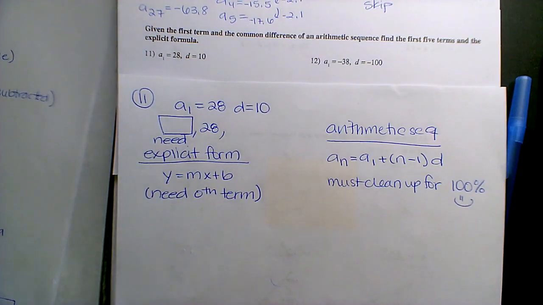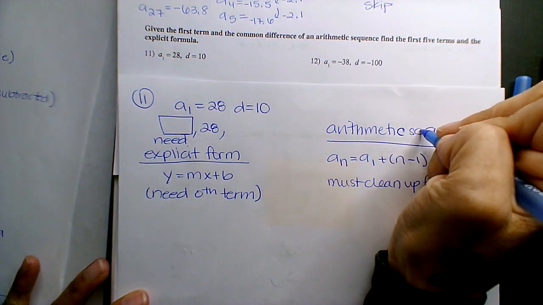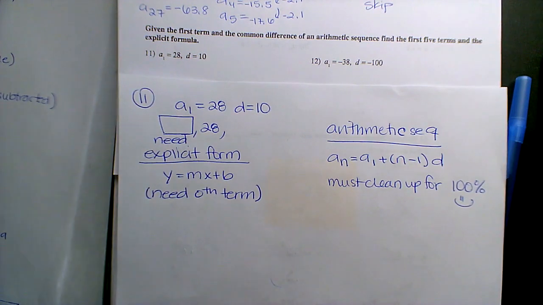So look, this is preference, what your brain registers faster or better. If you want to use the arithmetic sequence, you use a sub n, the first term, n minus 1 d, but you have to clean it up for 100% of the credit. You still get credit for this though. It's still very, very good, okay? But you have to clean it up, right?